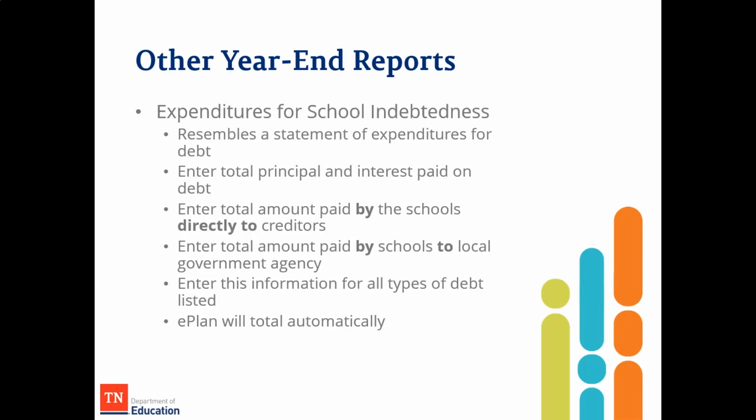So basically, this is a statement of expenditures for the debt, and the amounts you're going to put here are the principal and interest paid on that debt, whether it's paid directly by the schools or paid by another government agency.